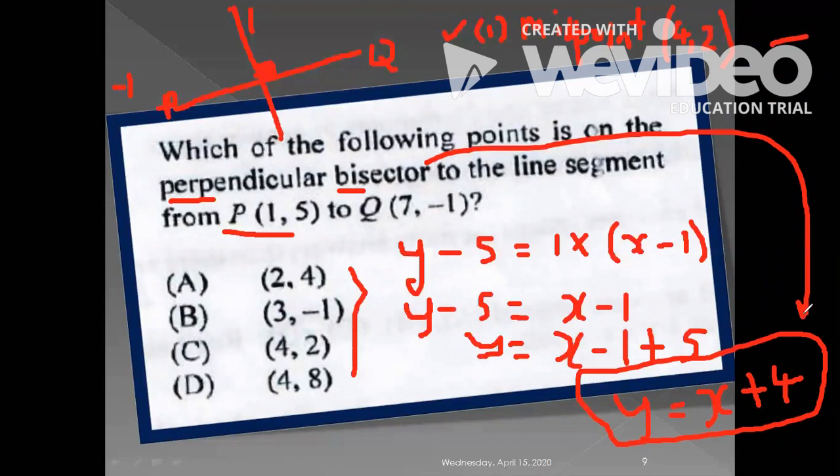Let me just talk about what we did. First thing we did was to find the midpoint. Then we found the gradient of PQ. Then we used the rule that says M1 times M2 equals -1 when the lines are perpendicular to find the other gradient. And when we found the other gradient, we found the equation of that line. So we're at this juncture here.